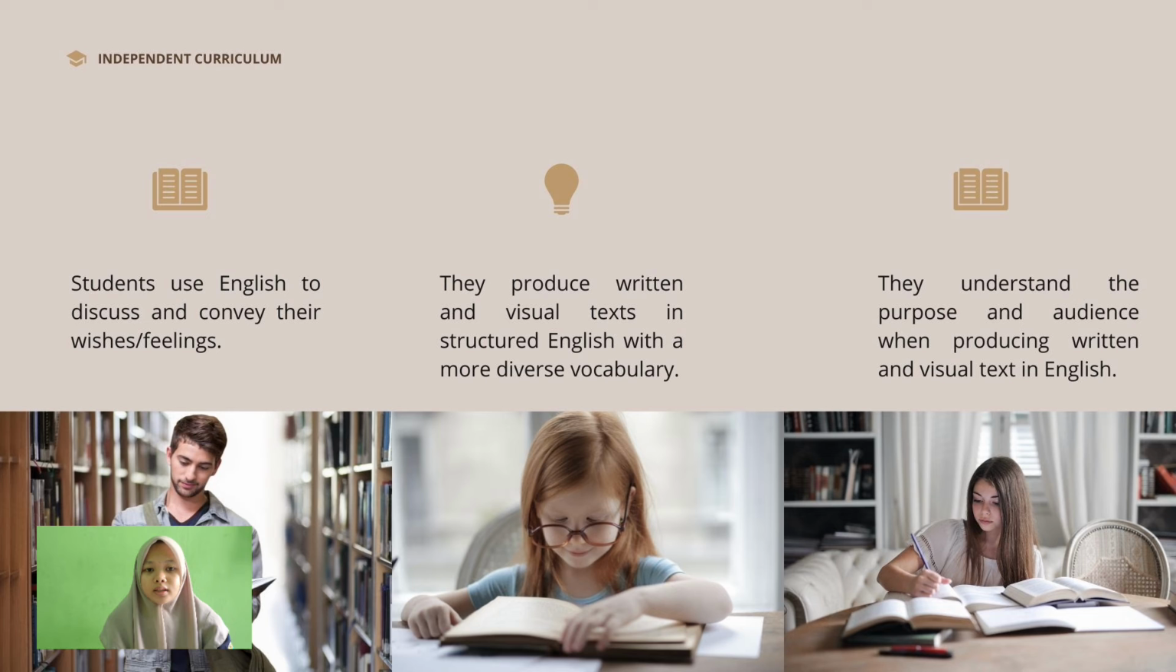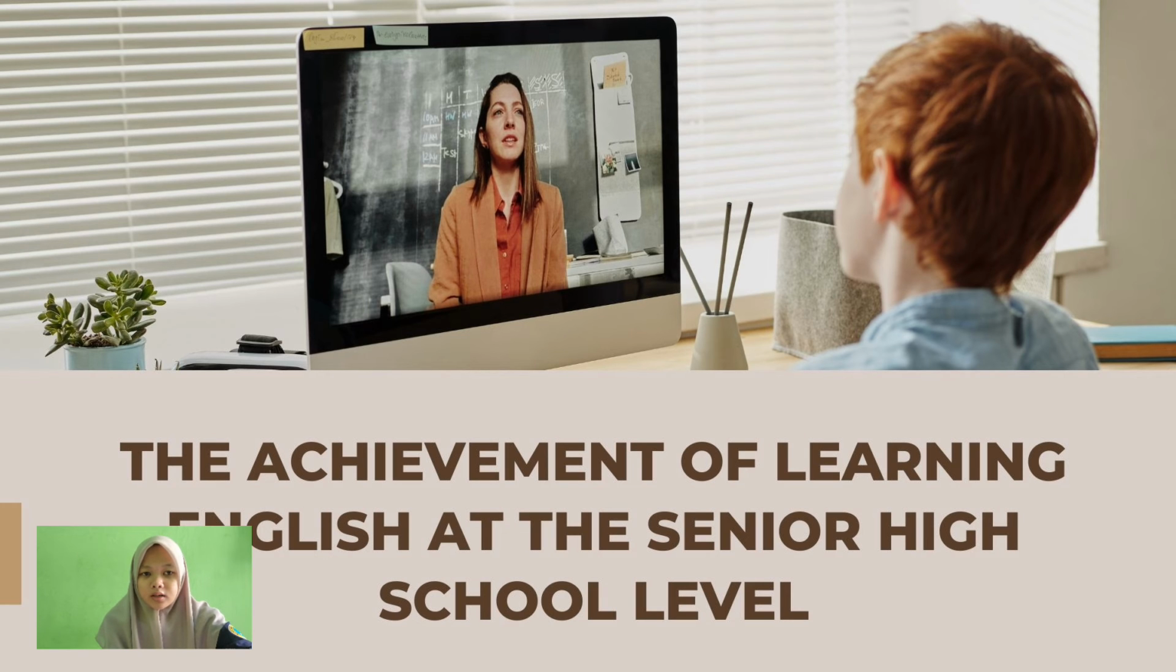Okay, next, number 3, students use English to discuss and convey their wishes or feelings. And next, number 4, they produce written and visual text in structured English with a more diverse vocabulary. And last, number 5, they understand the purpose and audience when producing written and visual text in English. Okay, this is the achievement of learning English at the junior high school level.